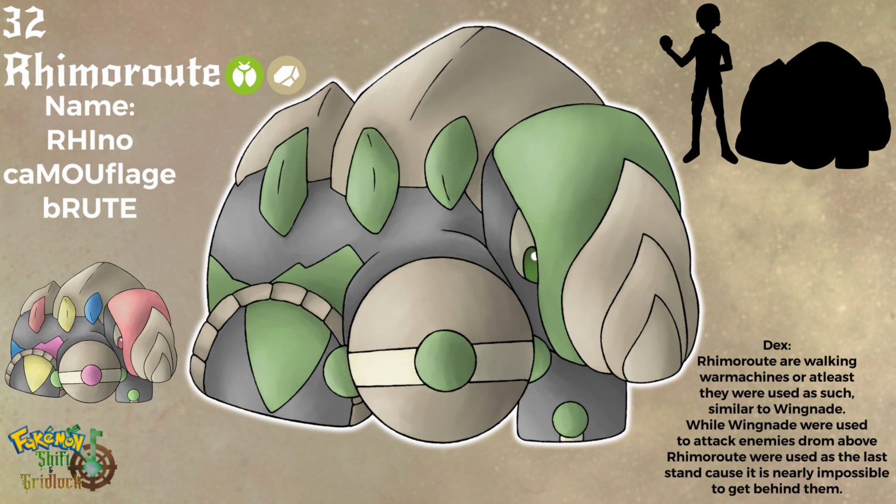Anyways, here we have Rhimoroute, from the words Rhino, Camouflage and Brute, but I had to switch around a few letters. It's definitely on the high defense and low initiative side, but I think that's very fitting for such a Fakemon.